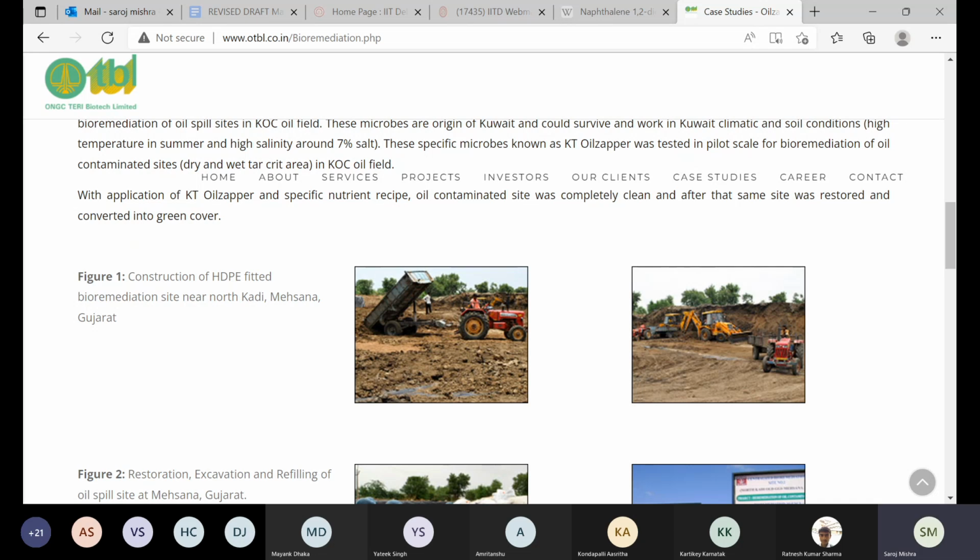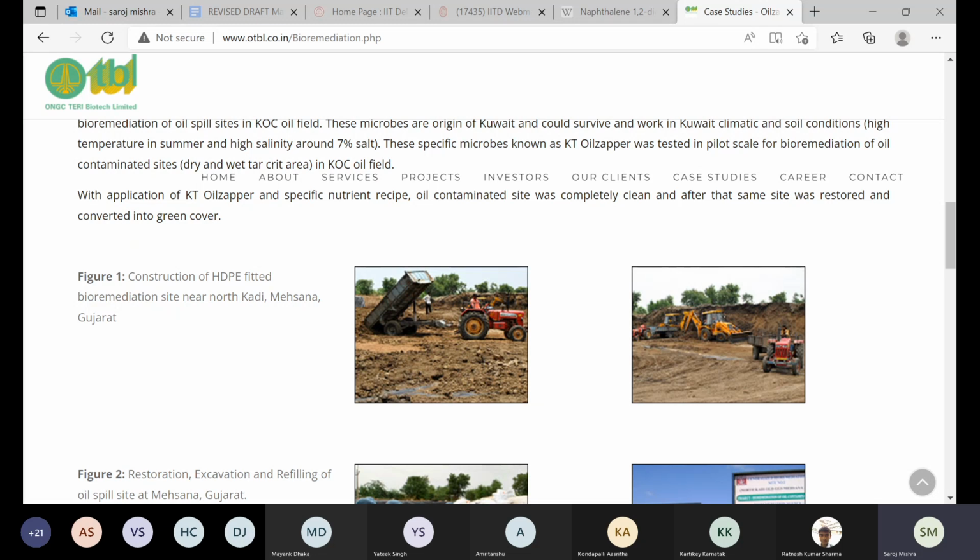So is this point clear to everybody? Yes, ma'am. So basically, we have to find these microorganisms from the environment which can degrade this. Exactly. And you know, the first place to locate these microorganisms is to go to the actual oil contaminated soils. You cannot get these microbes from a clean soil.